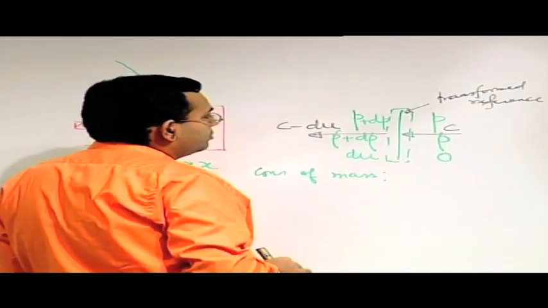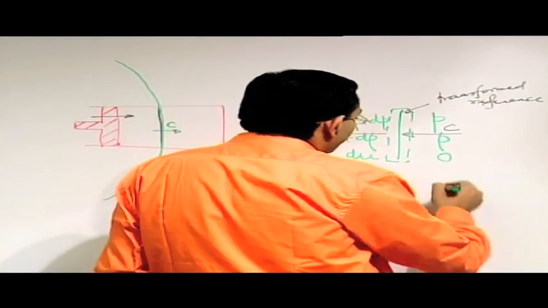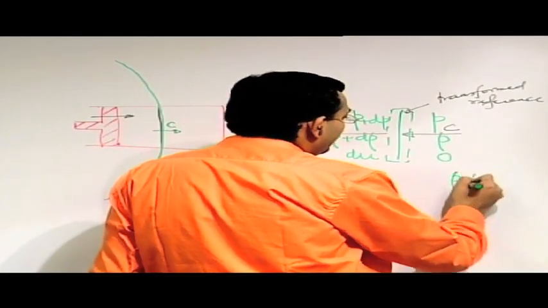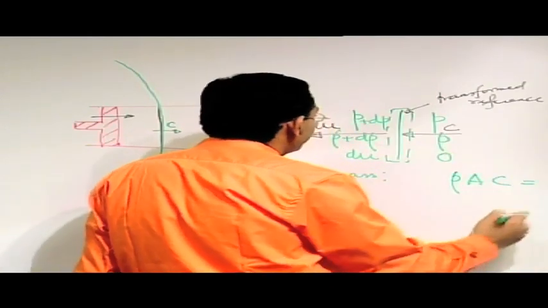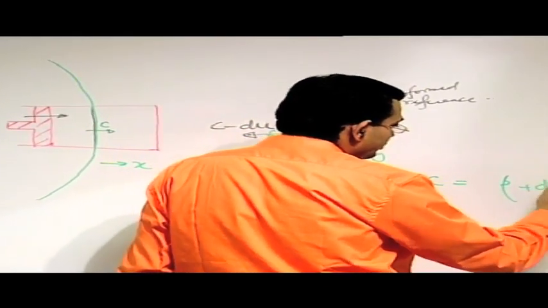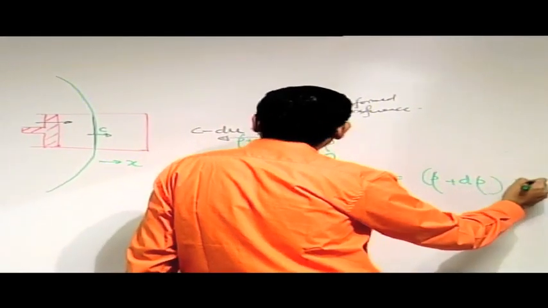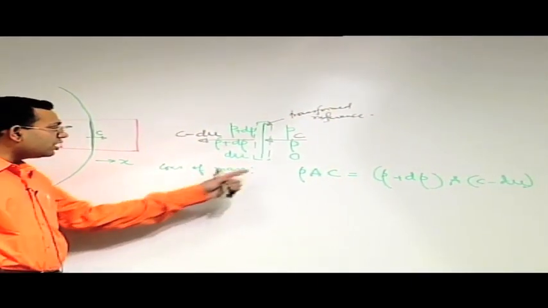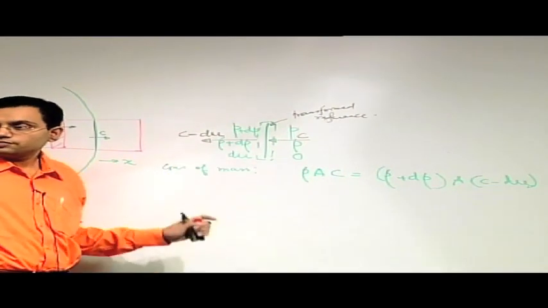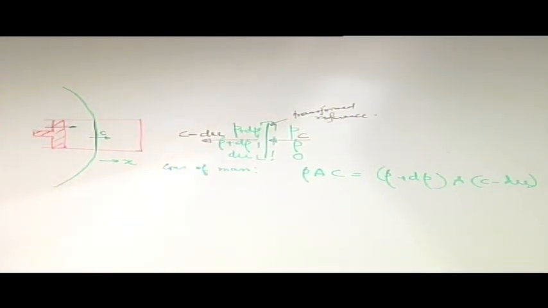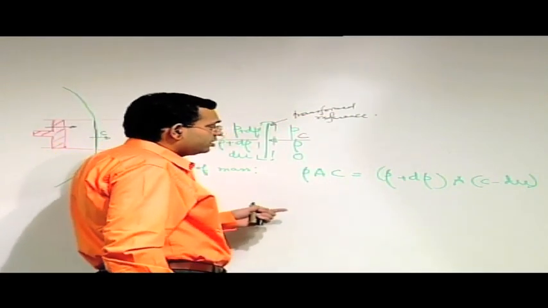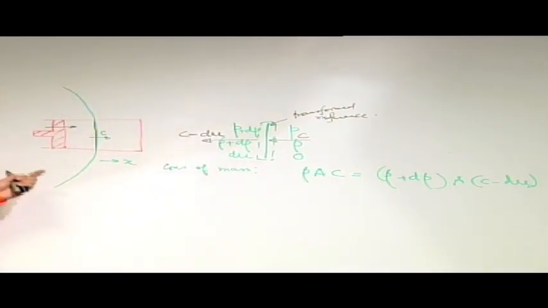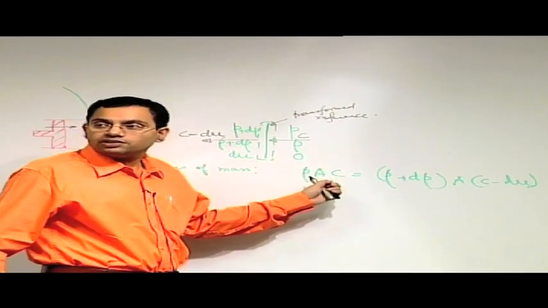Then, conservation of mass, what we can write is that rho into A into C is equal to rho plus d rho into A into C minus du, okay, where A is the area of cross section of the control volume that is drawn. If the velocities were non-uniform, one would have taken the average velocity in place of this.